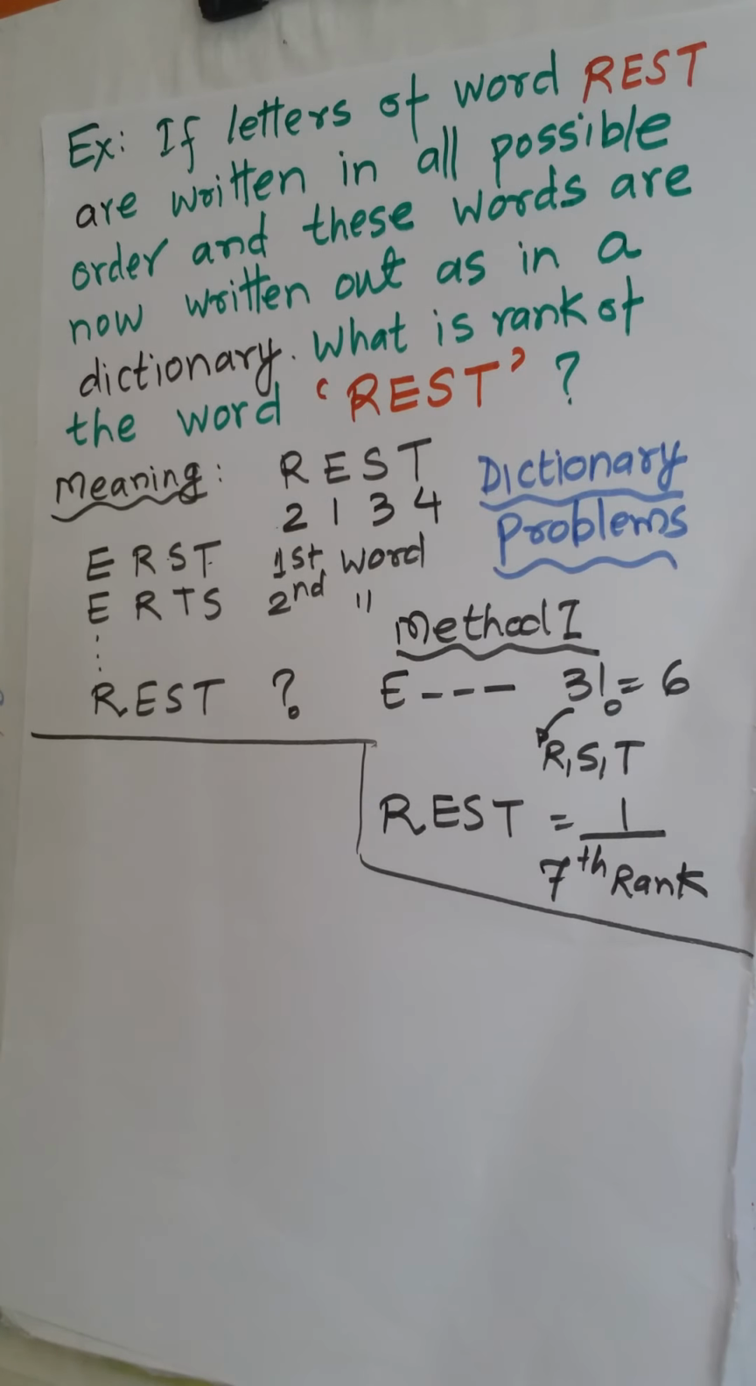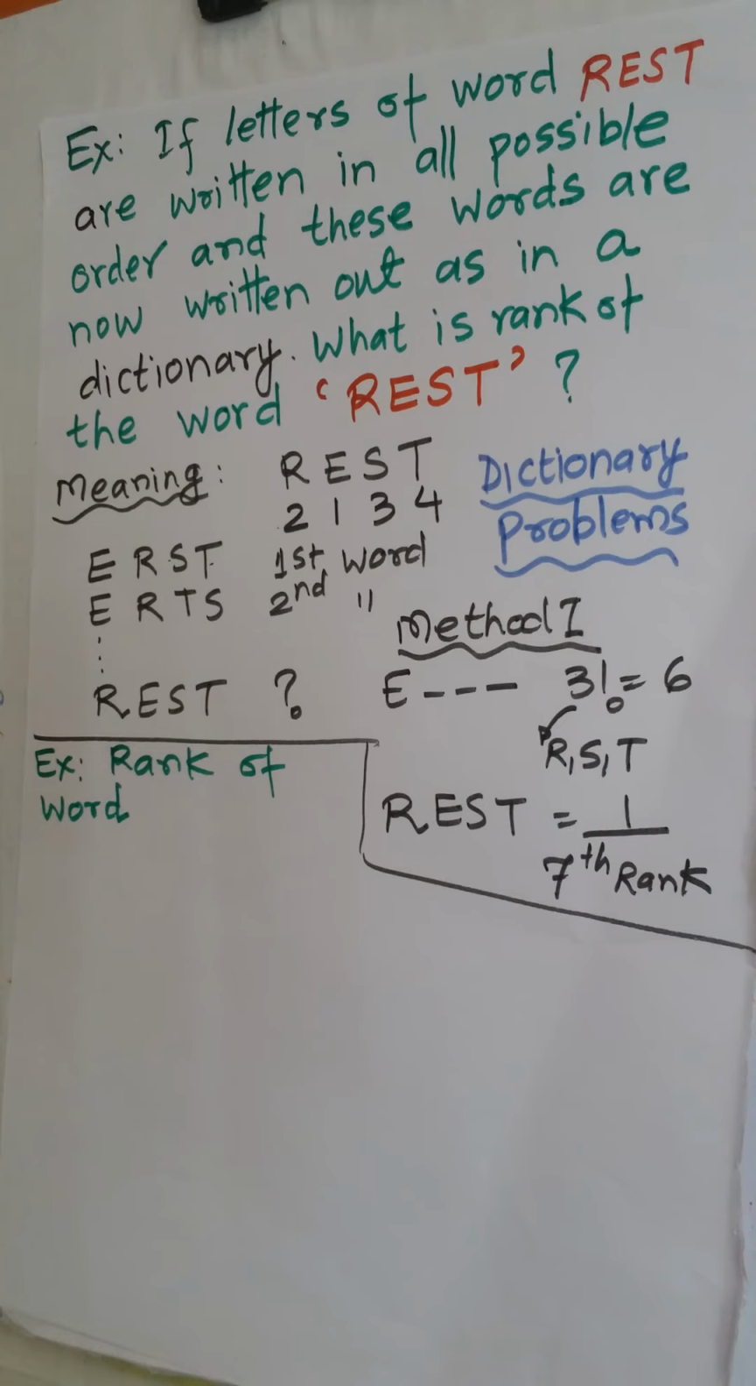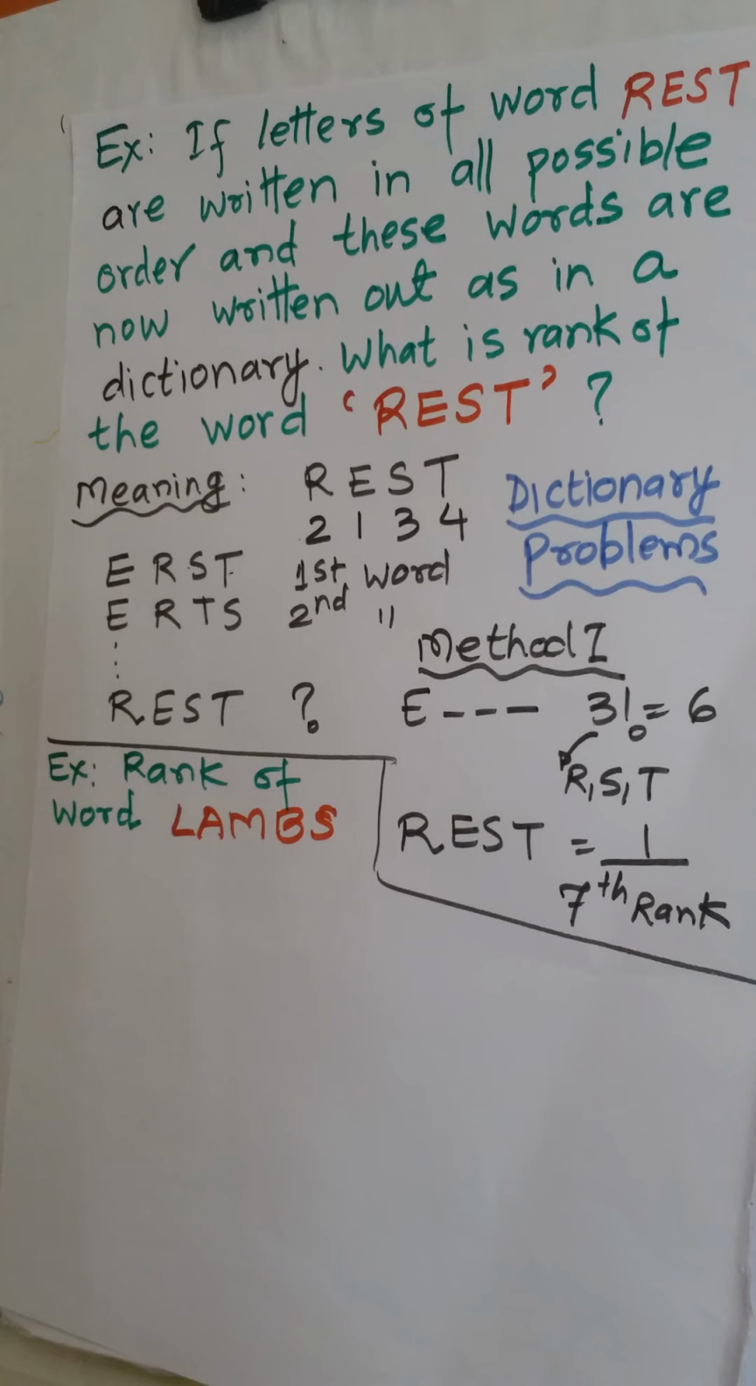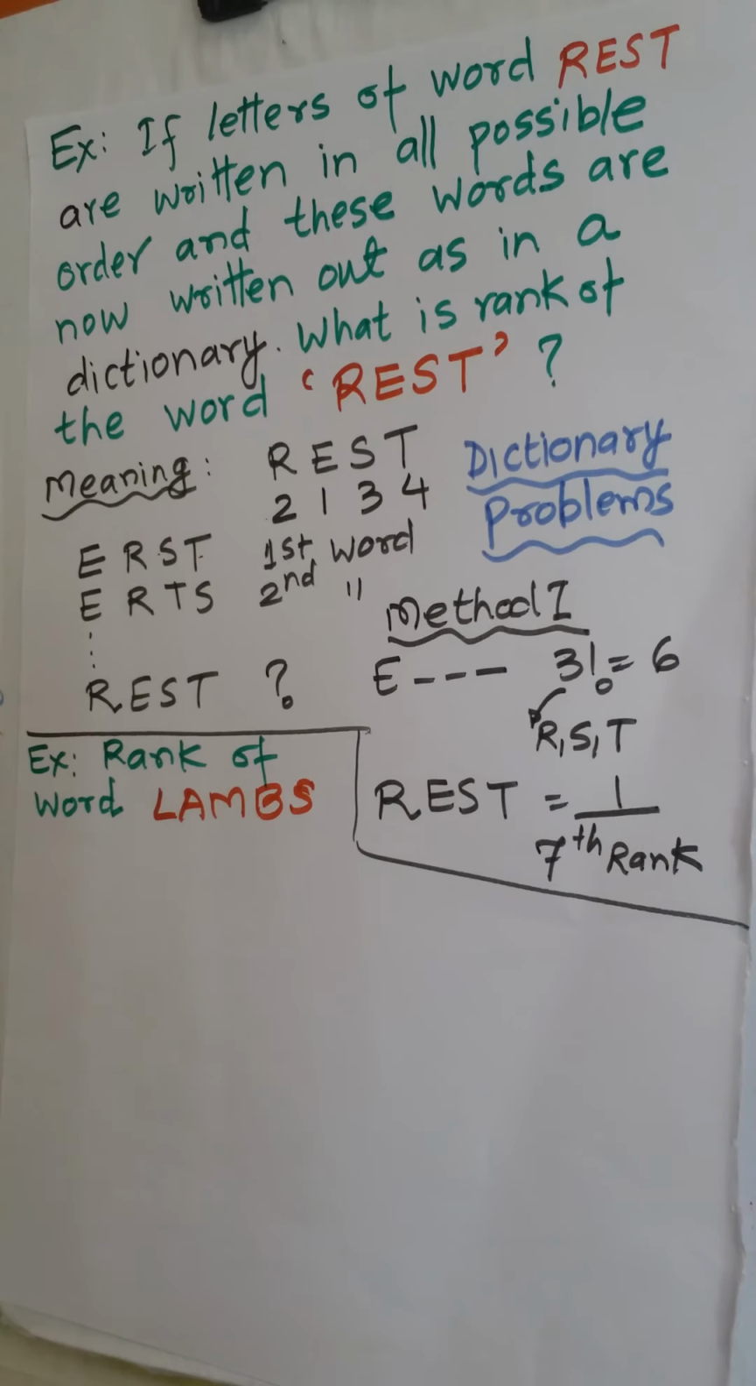Using the same conventional method 1, let's take another example. Let's find the rank of the word LAMBS, L-A-M-B-S, using the first method, the conventional method. Let's write their relative ranks according to the alphabet. A is 1, followed by B, second, followed by L, then M, fourth rank. So finally the fifth rank is S.